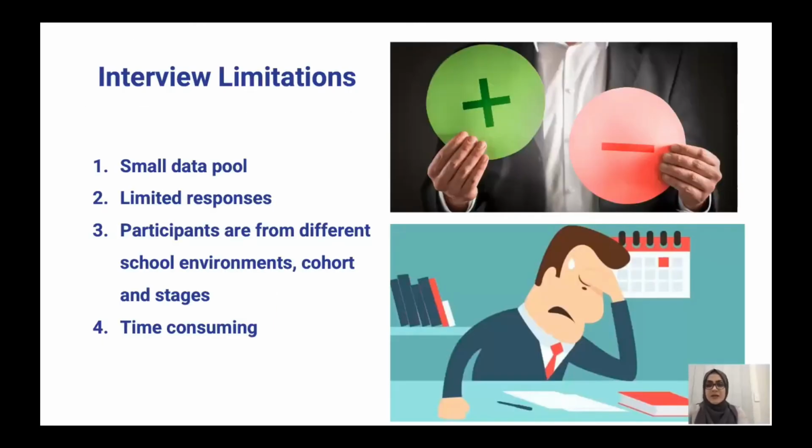Some of the limitations of the interview is the fact that we had small data pool. Limited responses were obtained. The interviews were time-consuming, and another aspect that adds to the interview limitation is that our group members did not go on practical this semester due to COVID lockdown, which limited our abilities to choose participants from the same school environment, same cohort, and stages.